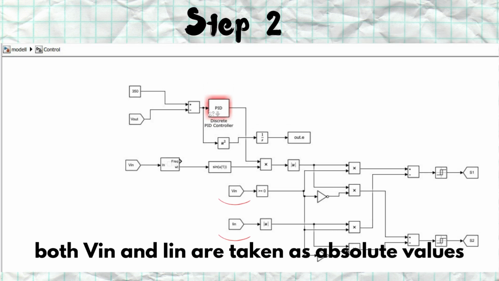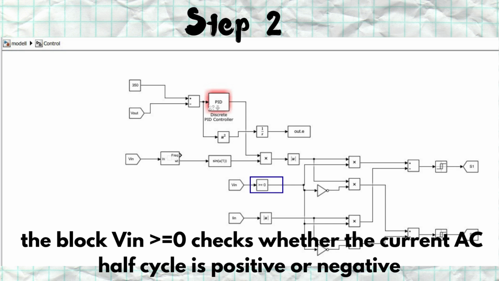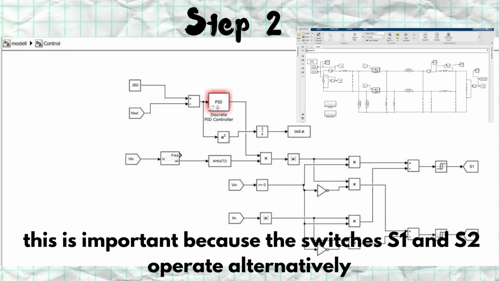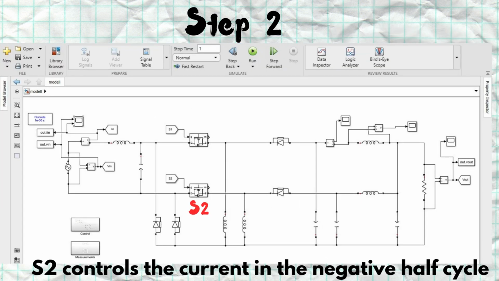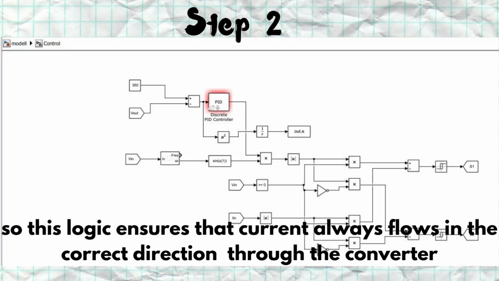Both Vin and Iin are taken as absolute values. The block Vin equals 0 checks whether the current AC half cycle is positive or negative. This is important because your converter switches S1 and S2 operate alternately. S1 controls current in the positive half cycle. S2 controls current in the negative half cycle. So this logic ensures that current always flows in the correct direction through the converter.